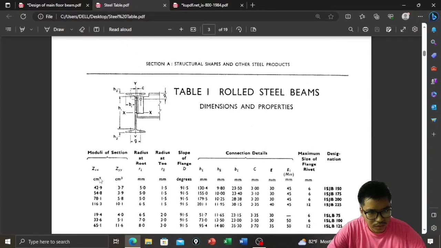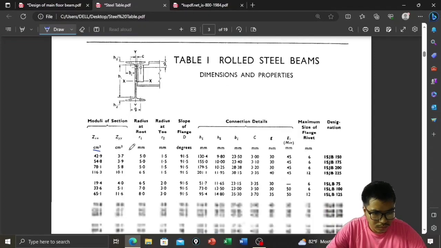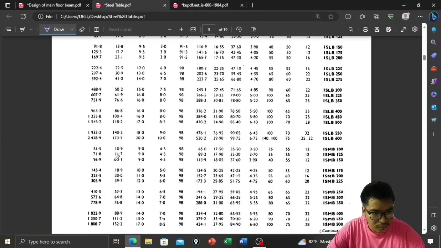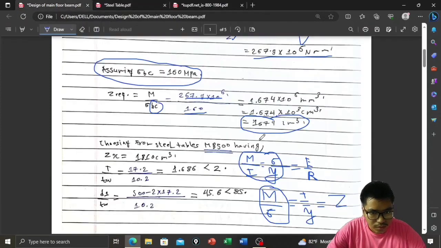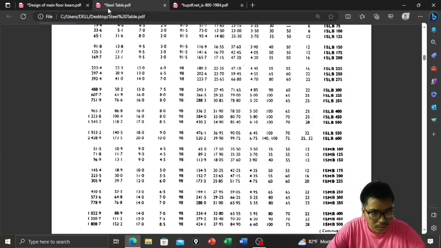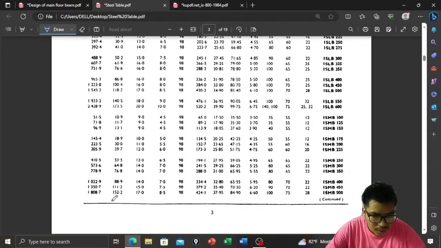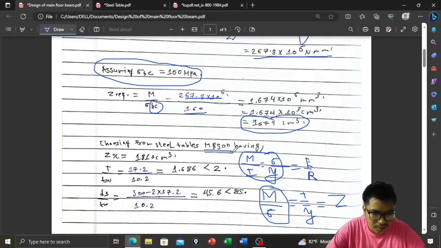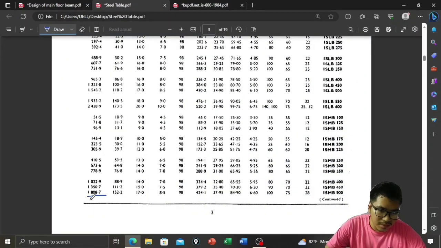In centimeter cube. What was the value? 1674. So we can choose this ISMB 500. Yes, ISMB 500, because the Z is slightly greater than 1600 something, so we choose the just higher value.